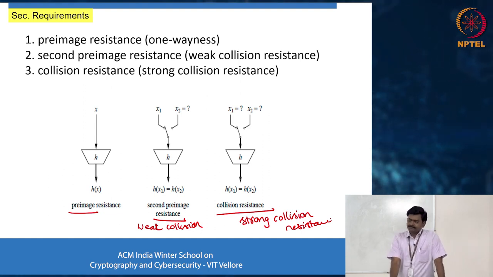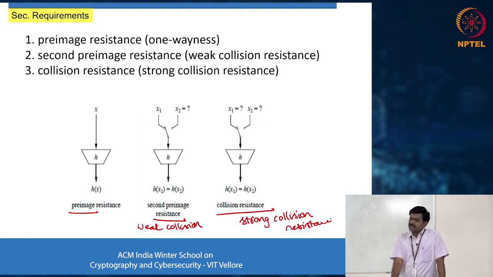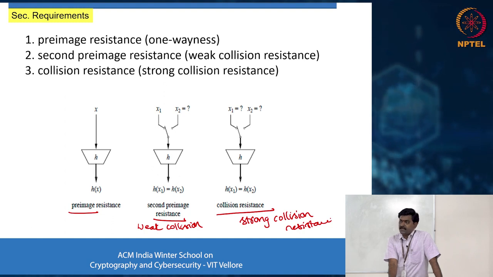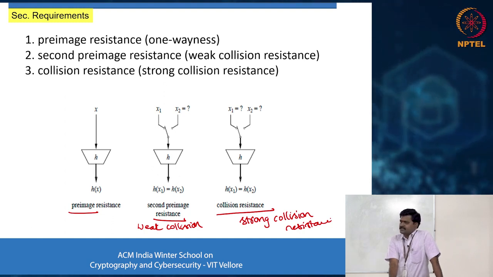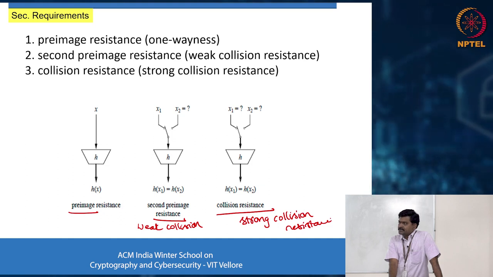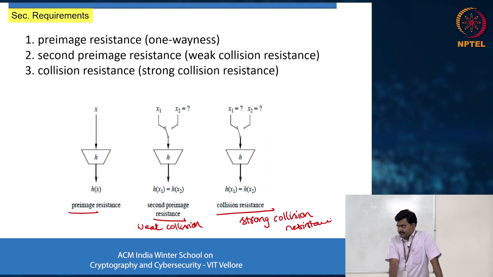What is that? These are the three conditions. What are these three conditions? The first one says pre-image resistance. It's also the one-way property. It means the hash functions are not decryptable, or should not be decryptable. So that means if I have a message, I should be able to create the hash, but if they have the hash, I should not get back my plain text.